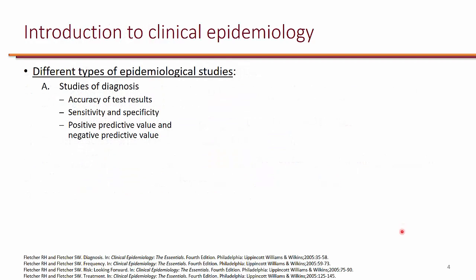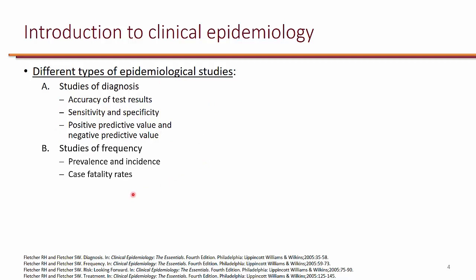So generally speaking, there are different types of epidemiological studies. Of course, we can have studies for diagnosis. So these studies, depending on what disease state you're investigating, there are studies that will allow you to come up with accuracy of different test results that are used for diagnosis. They will also tell you things about the tests such as sensitivity, specificity, positive predictive value, and negative predictive value. We will explore these concepts later in the course.